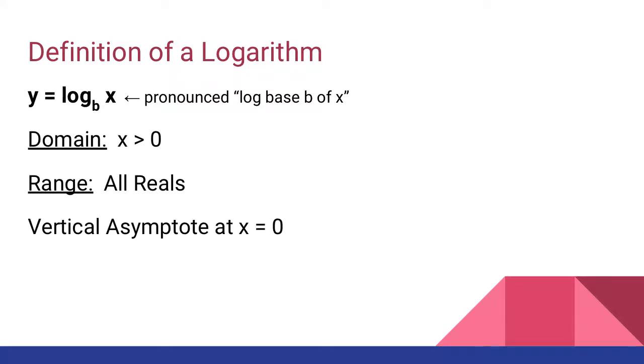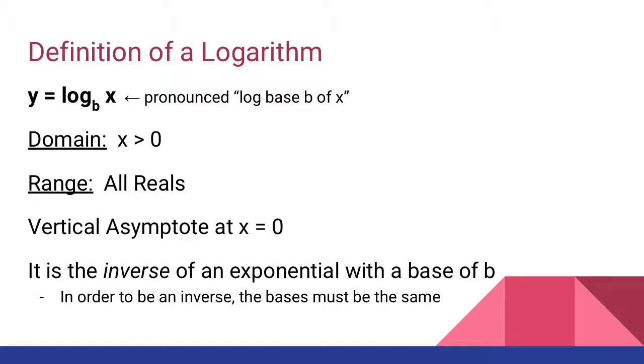The domain of our logarithm is x is greater than 0, as we saw with our previous graph, the range is all reals, and there is a vertical asymptote at x equals 0. This graph is the inverse of an exponential with a base of b. In order for two equations to be inverses of each other, they have to undo each other.